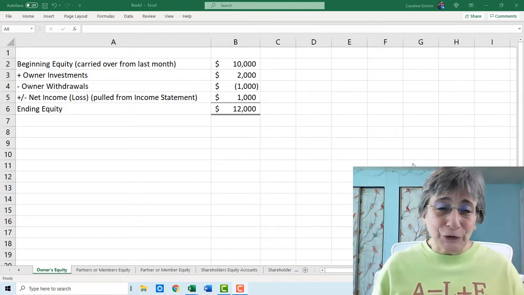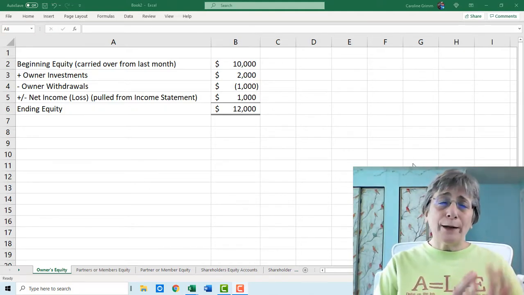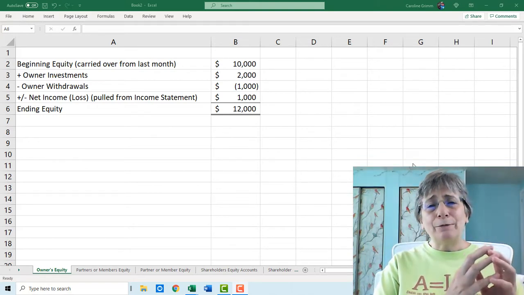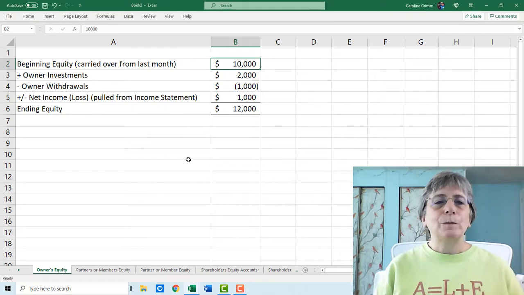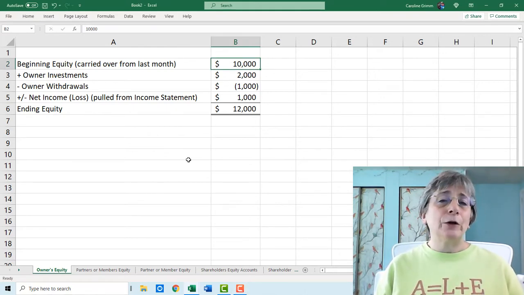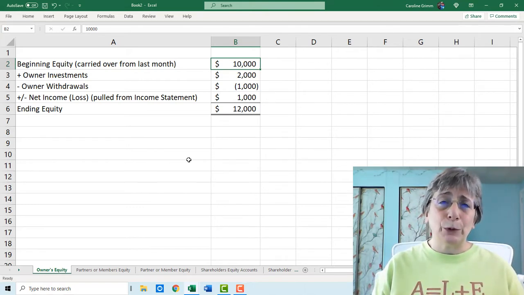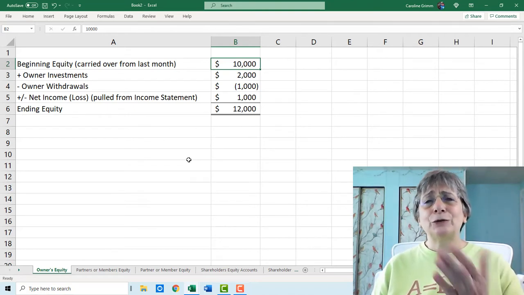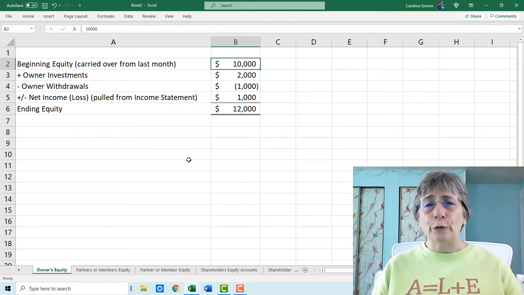The first type of business that we want to look at is a sole proprietor. It has one owner. So what the Statement of Owner's Equity is going to do is start with the beginning balance. In this case, let's say we have a beginning balance of $10,000. And where does that come from? It comes from our ending equity for the previous period. So last month's ending equity becomes this month's beginning equity. So we've got $10,000 that we're carrying over from last month.